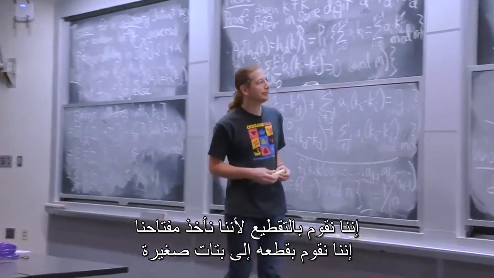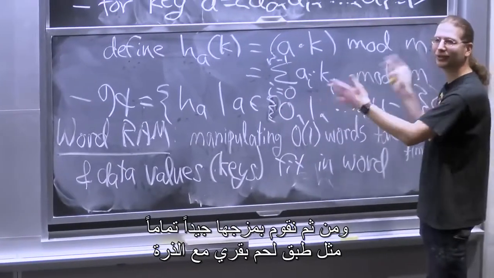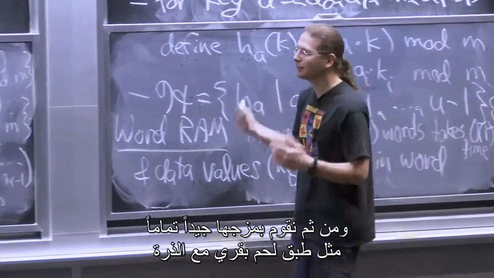We're hashing because we're taking our key, we're cutting it up into little bits, and then we're mixing them up, just like a good corned beef hash or something.